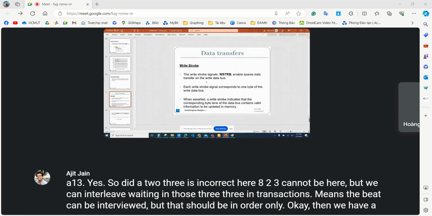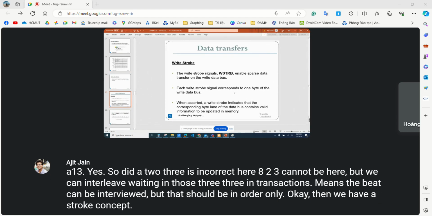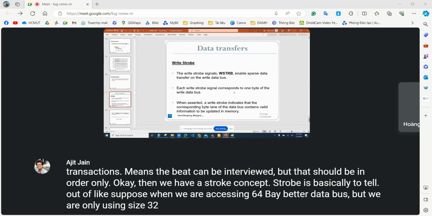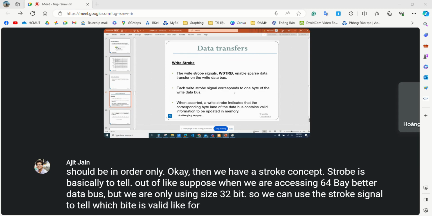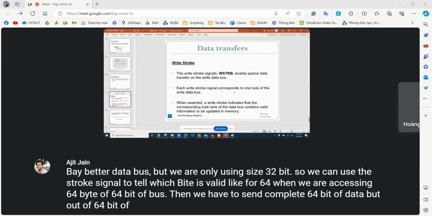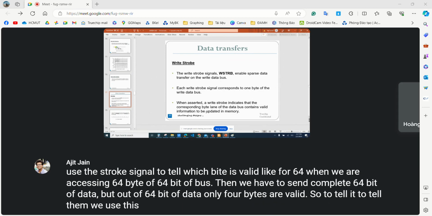Then we have the strobe concept. Strobe is basically used when we are accessing a 64-bit data bus but are only using a 32-bit size. We use the strobe signal to tell which bytes are valid. When accessing a 64-bit bus, we have to send the complete 64 bits of data, but out of that, only 4 bytes are valid. To tell this, we use the strobe signal.